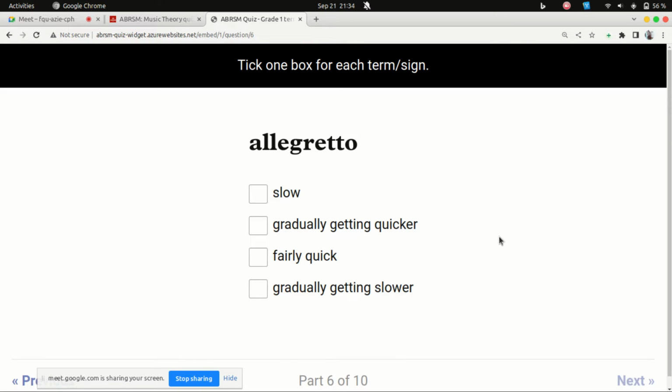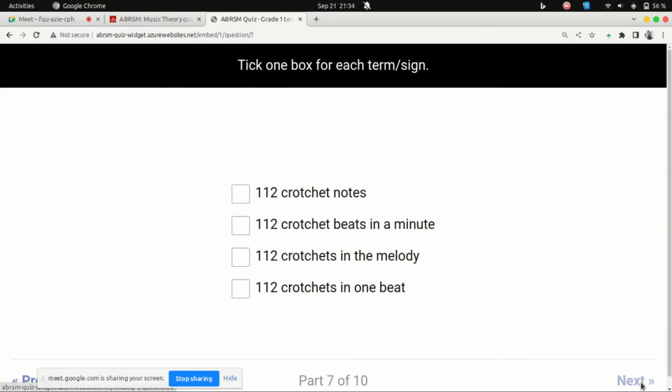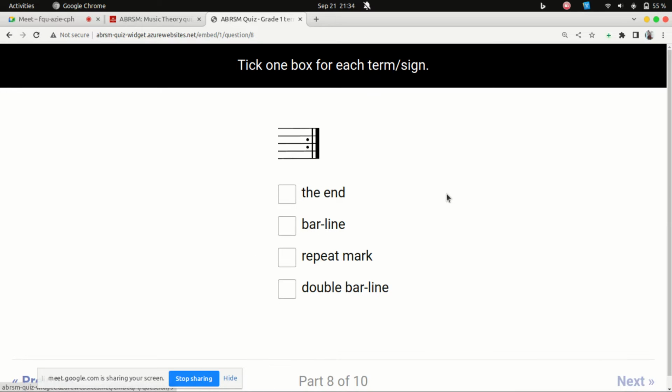Allegretto. Fairly quick. That sign. It's 112 crochet beats in a minute. And then we have this.